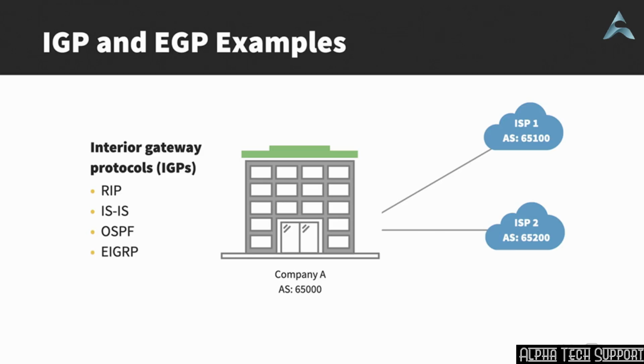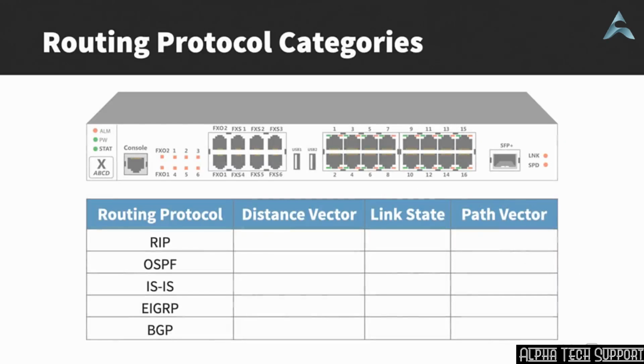And running between autonomous systems, we can have an EGP. And currently, the only exterior gateway protocol we have is BGP, the Border Gateway Protocol. And these different protocols fall into different categories: distance vector, link state, or path vector. First, consider RIP. RIP is a distance vector routing protocol.